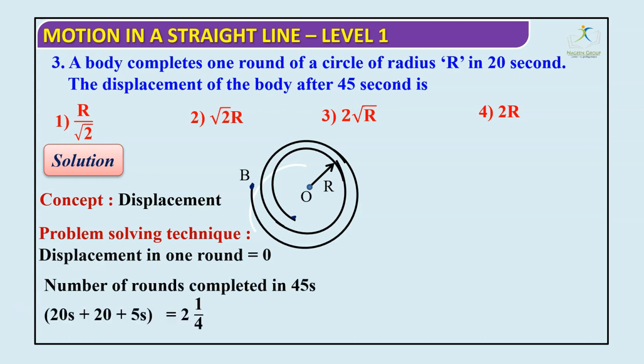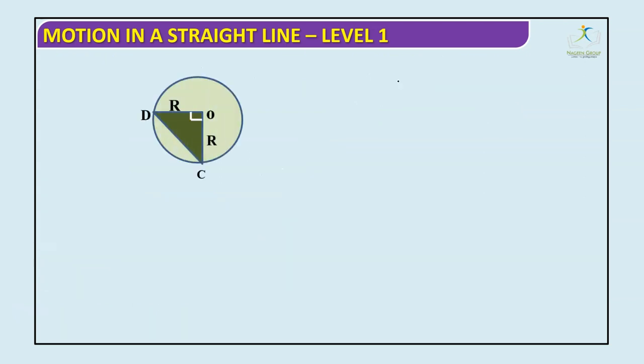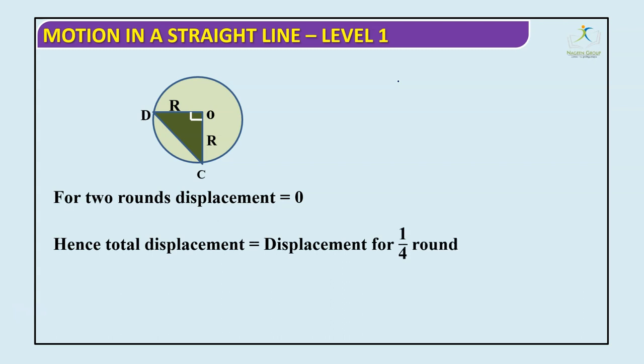So the number of rounds completed in 45 seconds is 20 plus 20 plus 5 seconds. So 20 means one complete round, the displacement comes 0, again 0, and then 5. So we write it as 2 and 1 by 4 rounds. For 2 rounds the displacement will be 0, and hence the total displacement will be the displacement of 1/4 round, that is root 2 R. So the correct answer for this question is option 2.